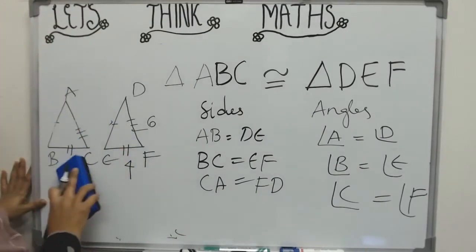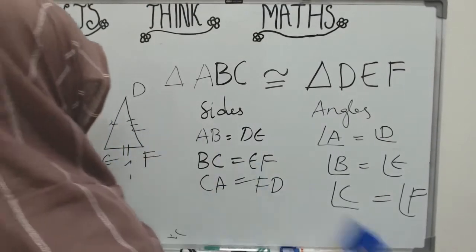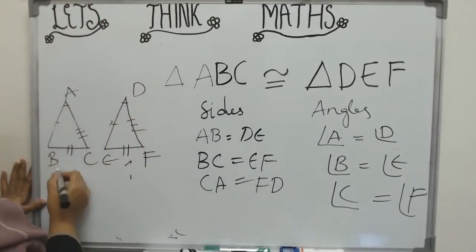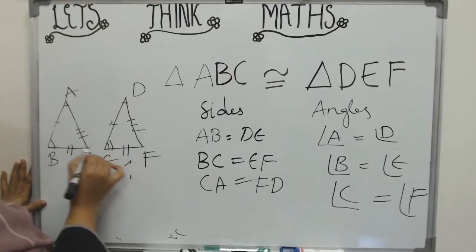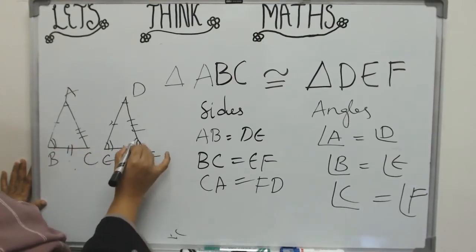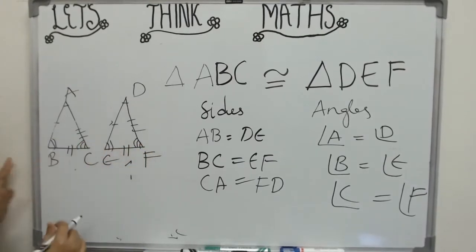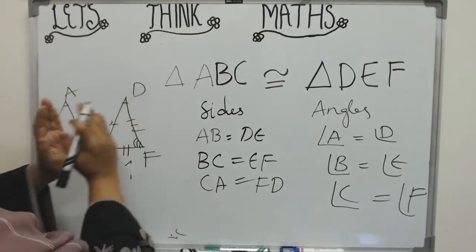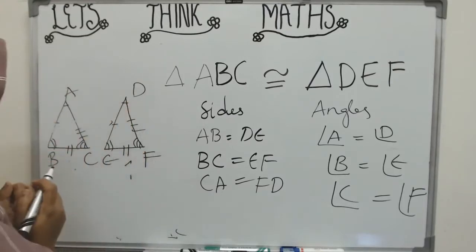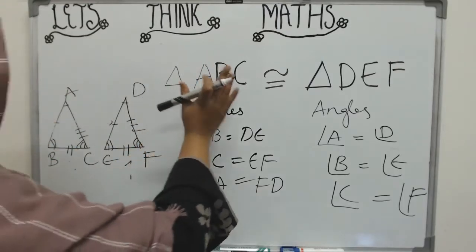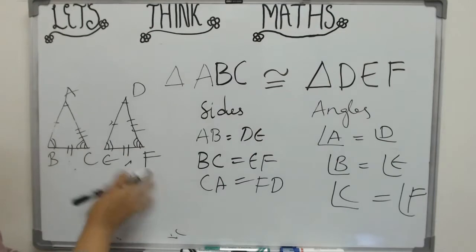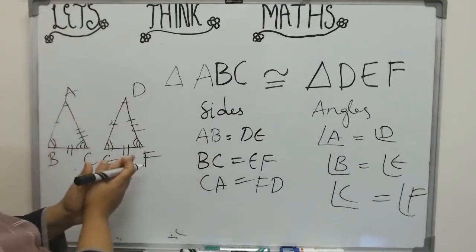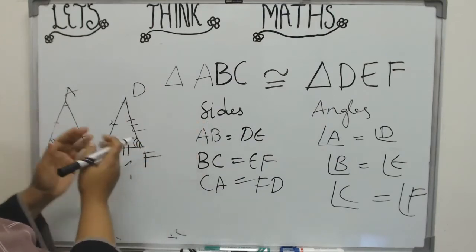And similarly, the angles also coincide. This angle will be equal to this angle, this angle will be equal to this angle, and the third one, these two will be equal. Or in other words, if you take this triangle and put it on top of this, it will completely and exactly cover it. So that is what congruent triangles mean. It means the vertices correspond with each other, the sides correspond with each other, and the angles correspond with each other.